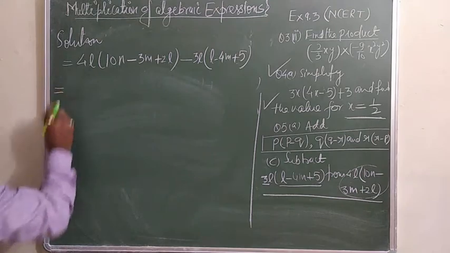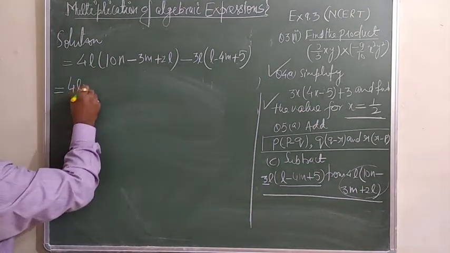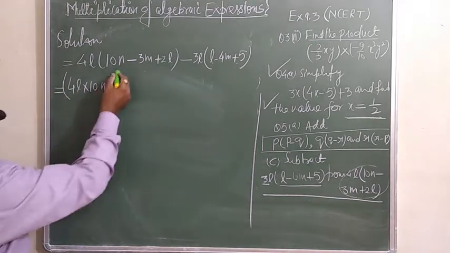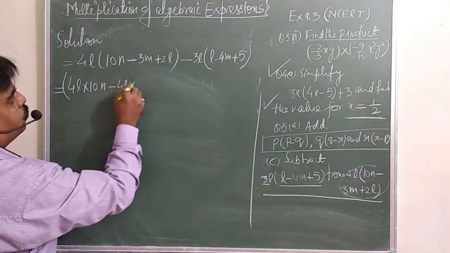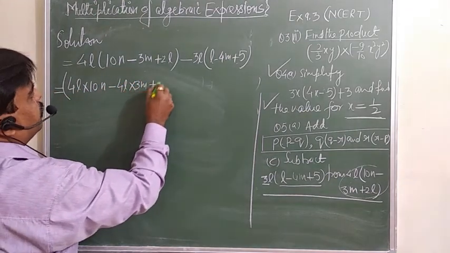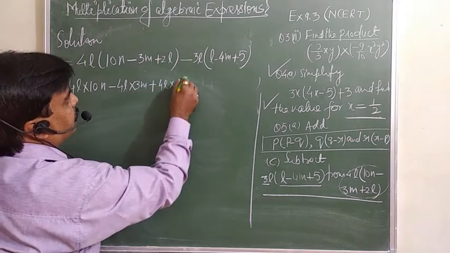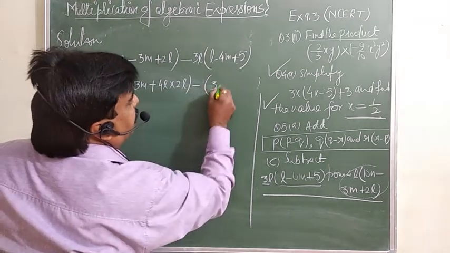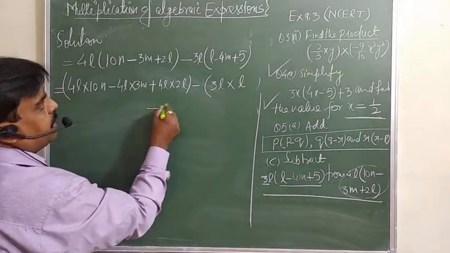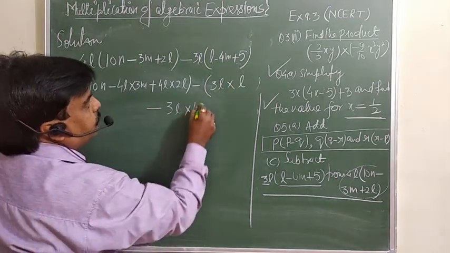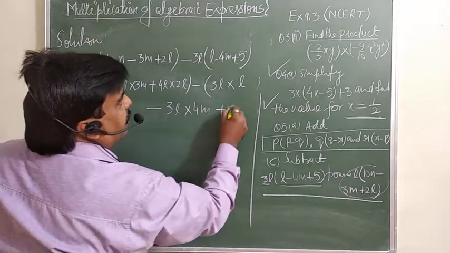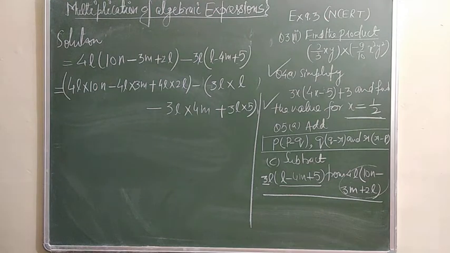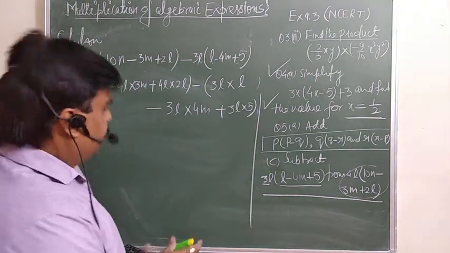So look, this is 4L into 10N. You can keep it in bracket, no problem. Minus 4L into 3M plus 4L into 2L. Minus as it is. By this 3L you have to multiply: 3L into L minus 3L into 4M plus 3L into 5. First we are keeping it in the bracket only.